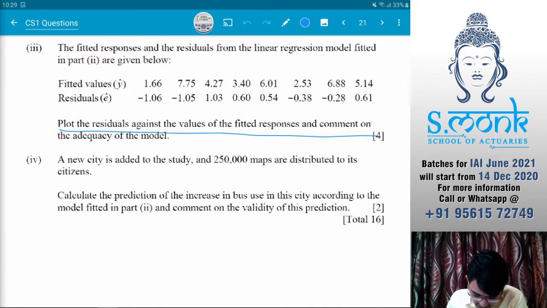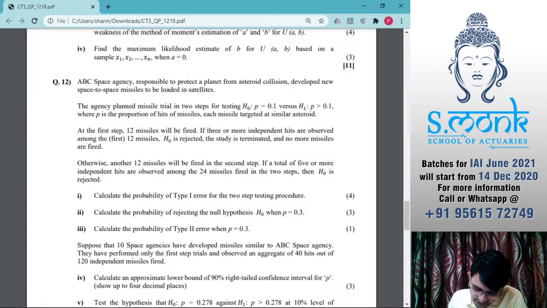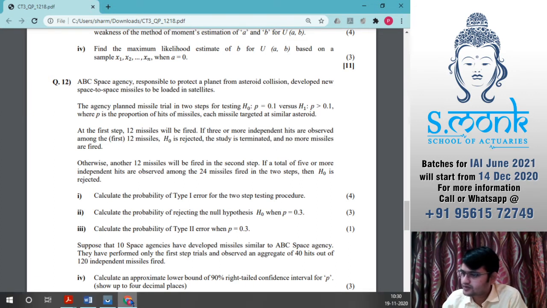A new city added, 250,000 maps are distributed to the cities, and calculate the prediction of the increase in the bus use in this city according to the model fitted in part 2. Now see, because we are talking about a single value prediction, we are not talking about mean representation.